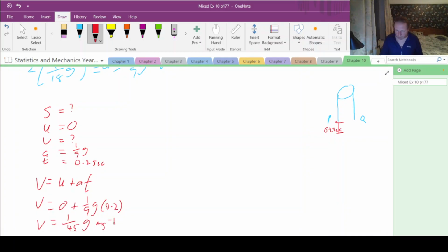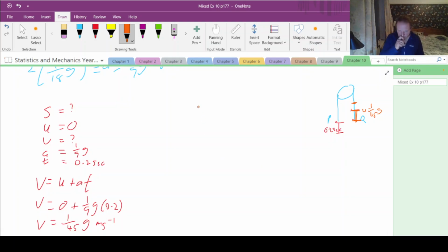Okay, so after that 0.2 seconds, let's change color. After that 0.2 seconds, when the string snaps, we get the initial velocity there of 1/45 g, because it's accelerated to there, string snapped. So at this point, I want to know how much time it takes for me to get to the top here. Because it's going to keep moving for a little bit.